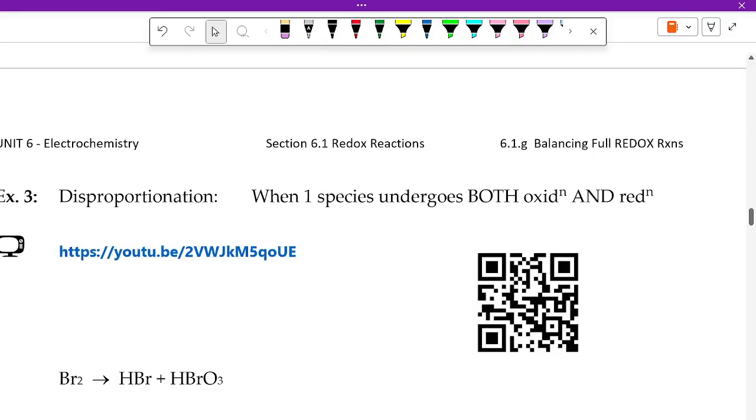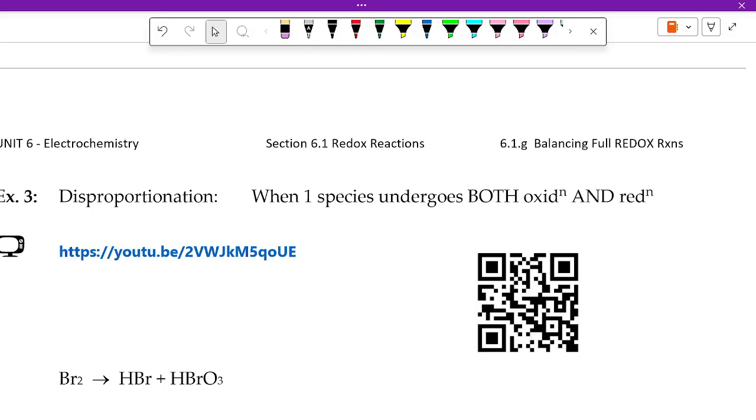No, this is easy. There's this thing called disproportionation. Everyone say it with me, disproportionation. Okay. And all that means is that you have one species and some of those molecules undergo oxidation and others of those same molecules undergo reduction.